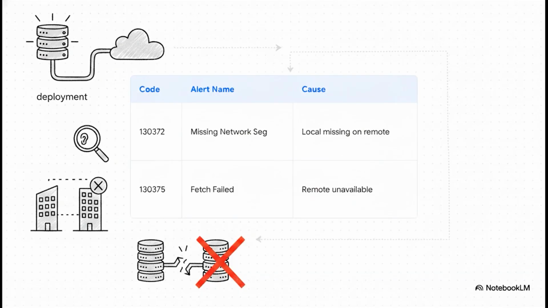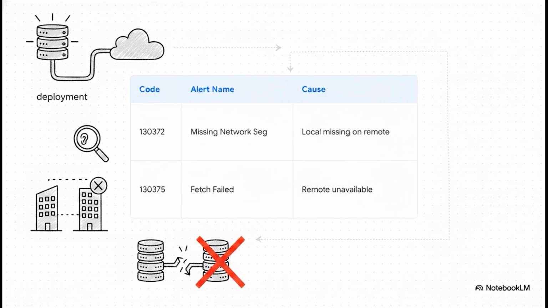Now, what's a Nutanix exam without some troubleshooting? You have to be prepared to decipher alerts. Let's take these slowly. If you see Alert 130372, which is titled Missing Network Segmentation, the underlying cause is almost always that the local site configuration is missing on the remote site's end. Basically, one side of the conversation is deaf.